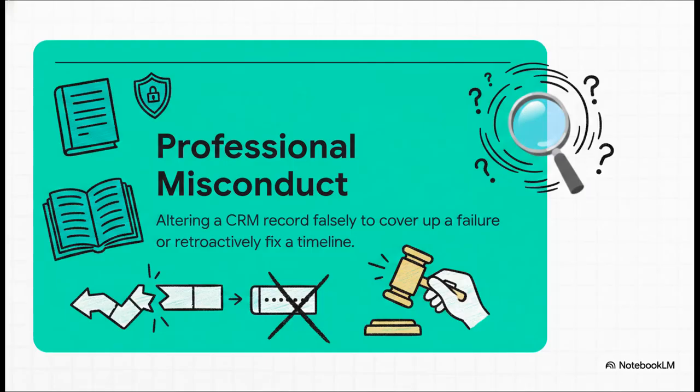Okay, we absolutely must talk about the ethics of this work. CRM records are legal business documents. Protecting client privacy is a massive professional responsibility. But even more than that, altering these documents falsely to cover up a communication failure or retroactively changing a date to make a timeline look better, that isn't just a bad habit. It is a very serious form of professional misconduct. We always want our system to reflect the absolute truth.